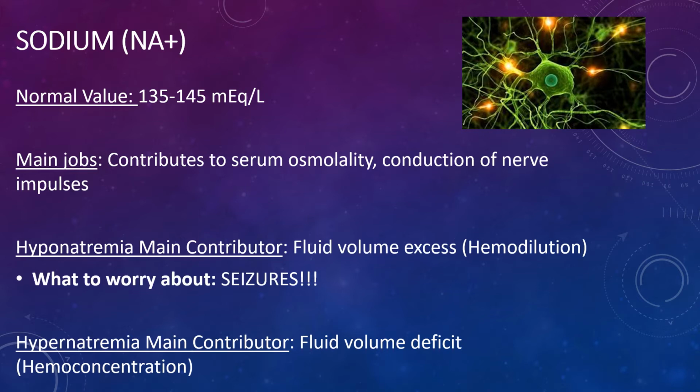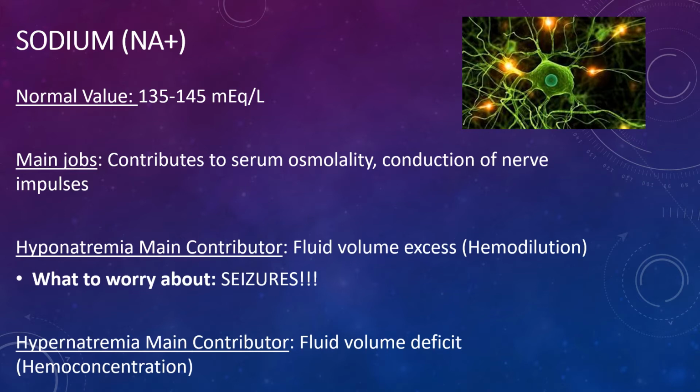What is the main contributor? Well, it is going to be a fluid volume excess of any reason, okay? A fluid volume excess we know can be caused by congestive heart failure. It can be caused by kidney failure. Anything that causes a fluid volume excess causes what we call a hemodilution, and that is going to make your sodium appear low on your BMP. Another big one is SIADH, when you secrete too much antidiuretic hormone from your posterior pituitary, that causes a big fluid volume excess, so that dilutes your sodium out.